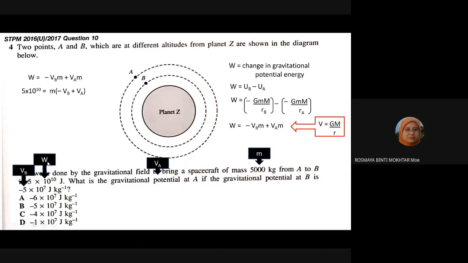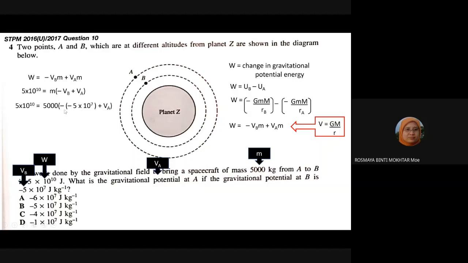The work done from A to B is 5 times 10 to the power of 10 joule. The mass we can factor out because it is the same here. Then we substitute 5,000 into the equation, and we also substitute VB. Don't make a mistake with the negative sign. Here is negative already, but the VB given in the question is negative 5 times 10 to the power of 7. So you substitute here together with the negative sign, then plus VA.